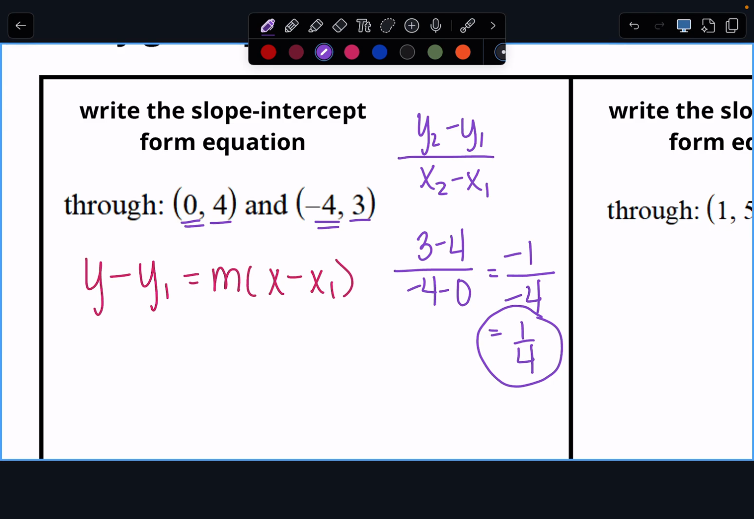I get to pick an ordered pair. So which one are we thinking? Do we want to use 0, 4 or negative 4, 3? 0, 4. Yeah, I would use 0, 4. There's no wrong answer. Okay, but I would use the one that's smaller numbers and no negatives. So I'm going to use 0, 4.